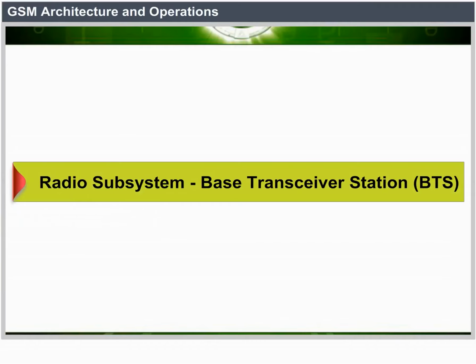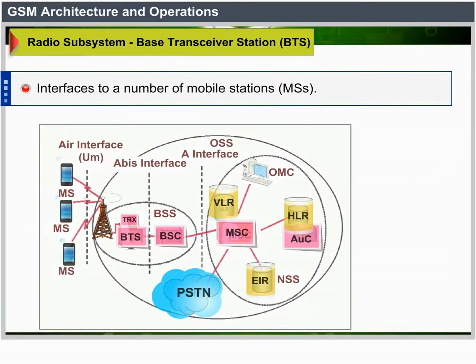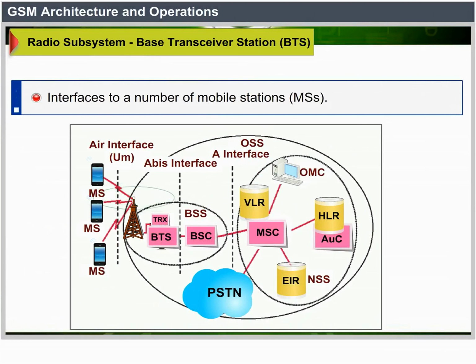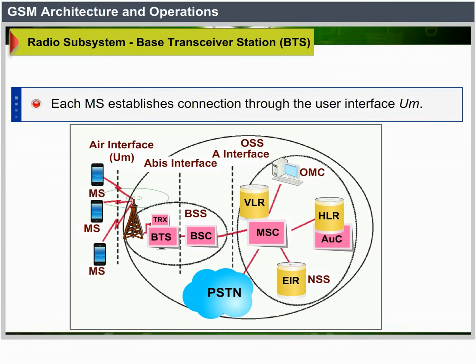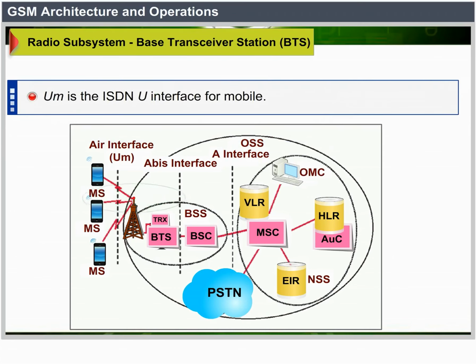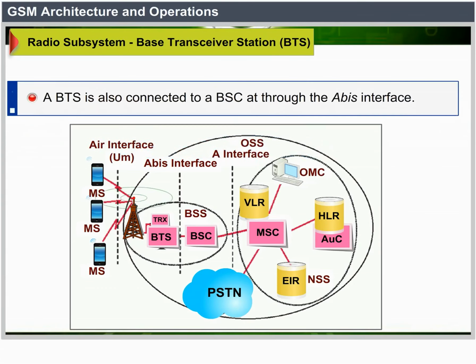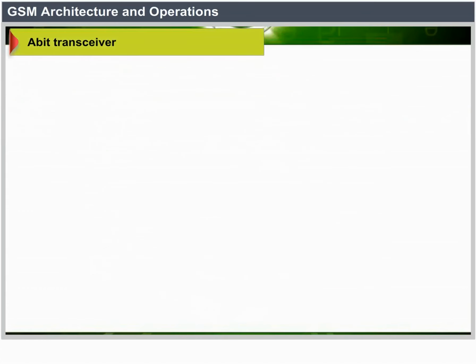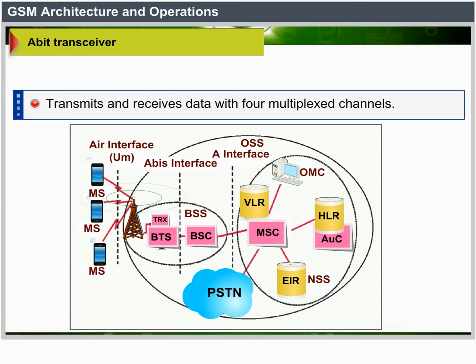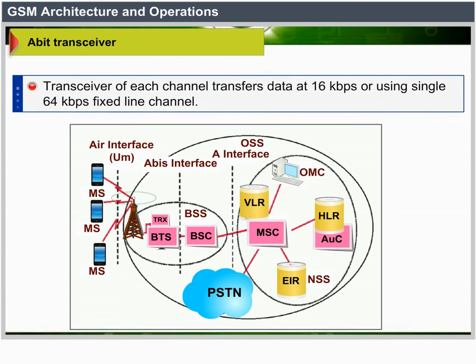Radio subsystem: base transceiver station BTS interfaces to a number of mobile stations MSs. Each MS establishes connection through the user interface Um. Um is the ISDN U interface for mobile. The BTS to MS connection is through Um. A BTS is also connected to a BSC through the Abis interface. Abis transceiver transmits and receives data with 4 multiplex channels. Transceiver of each channel transfers data at 16 kbps or using a single 64 kbps fixed line channel.